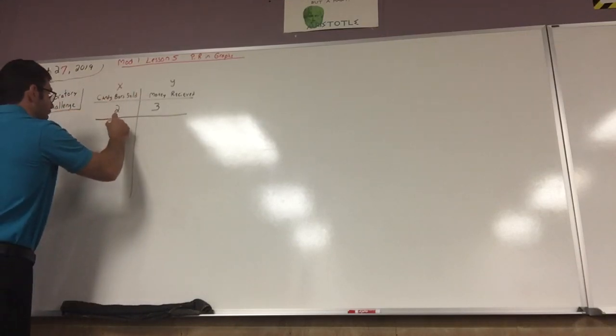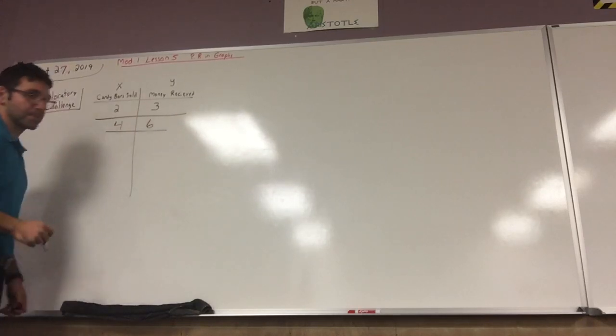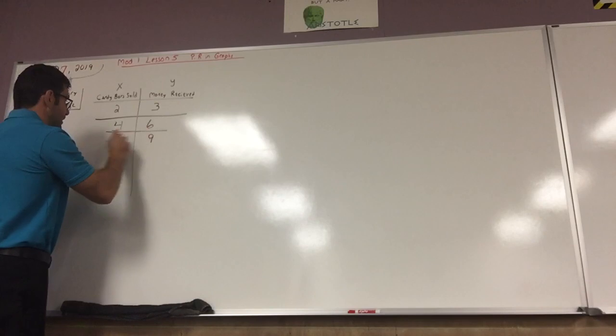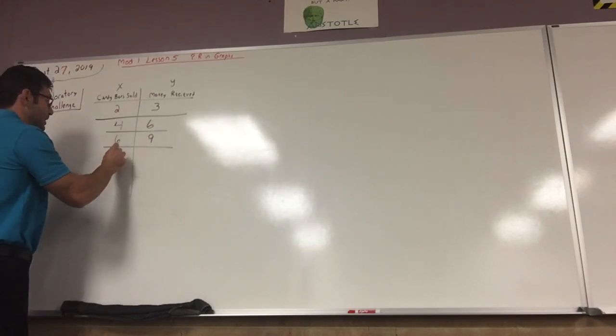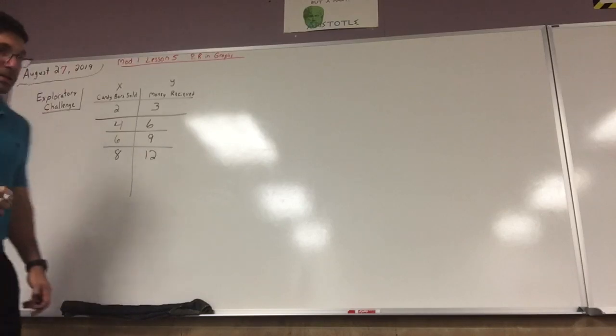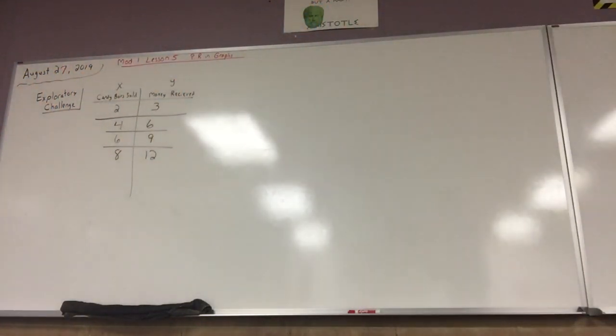So I'm going to multiply by 2, that gives me 4, that gives me 6. I'm going to multiply by 3, that gives me 6, that gives me 9. I'm going to multiply by 4, that gives me 8, that gives me 12. Okay? And I think that's as many spaces as you had. Let's see. 1, 2, 3, 1, 2, 3. Perfect. Okay.